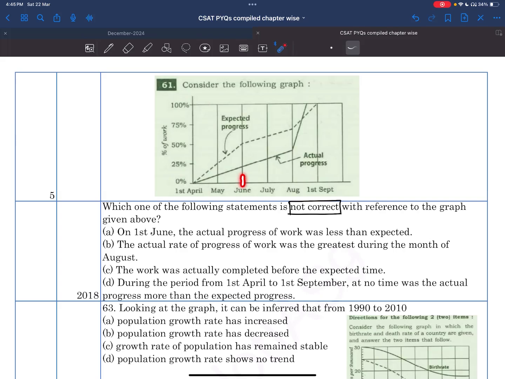This is the 1st June, right? See, the expected progress is higher than the actual progress. So the statement is correct. He is asking for the not correct statement. Please keep this in mind.